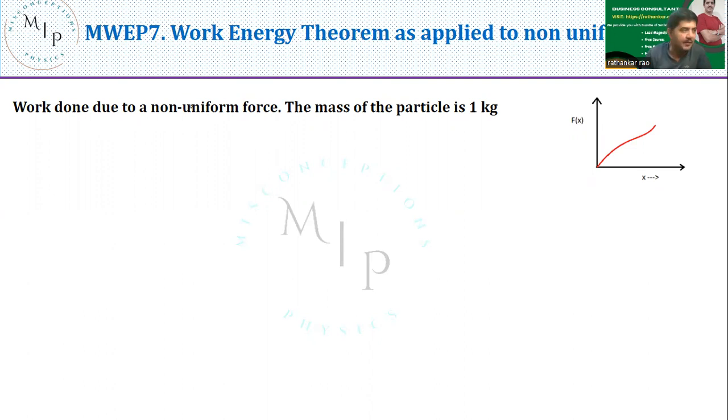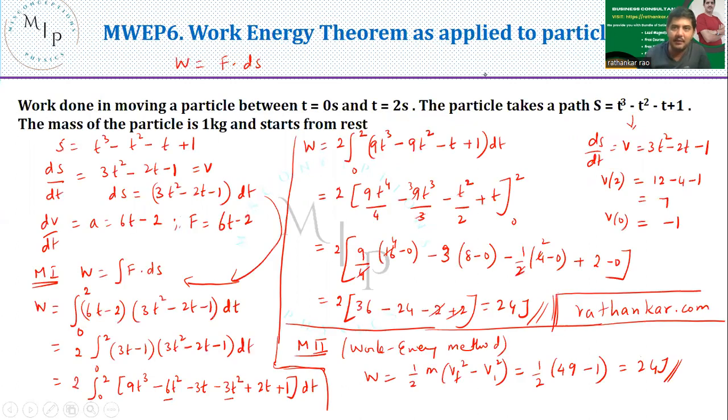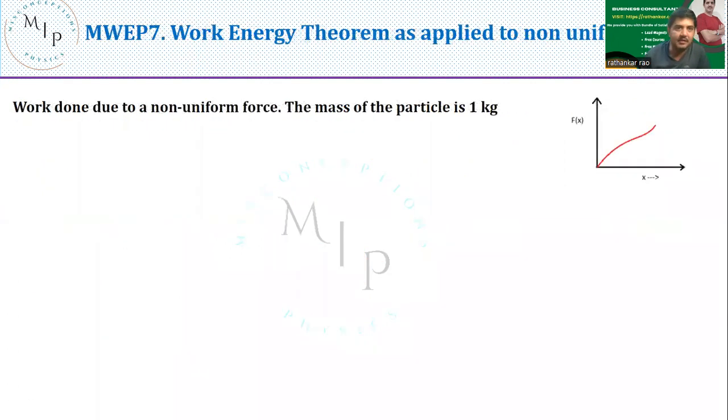Non-uniform force, we had been working out for a very long time. Where did we work? I'll show you. In the previous one, what did I give you? I gave you something like S equal to some function of t, and thereby I found out what the force was. The force here was nothing but 6t minus 2. Is this a constant force? No, it's not a constant force. It's a variable force. So what was the question here? Work done due to a non-uniform force.